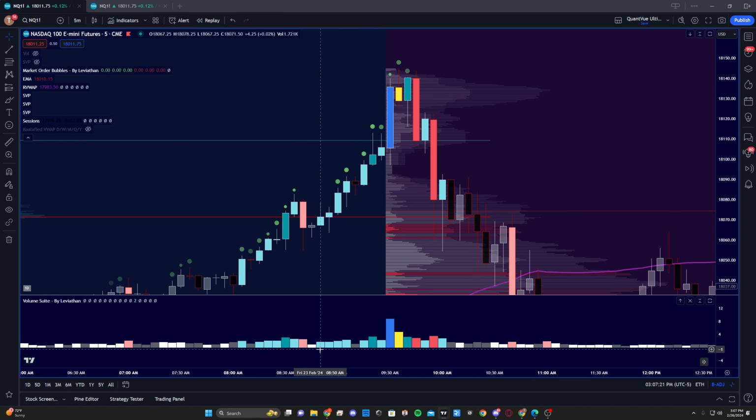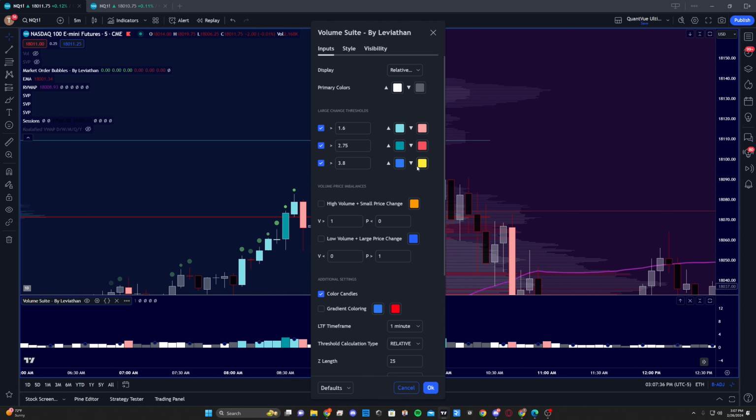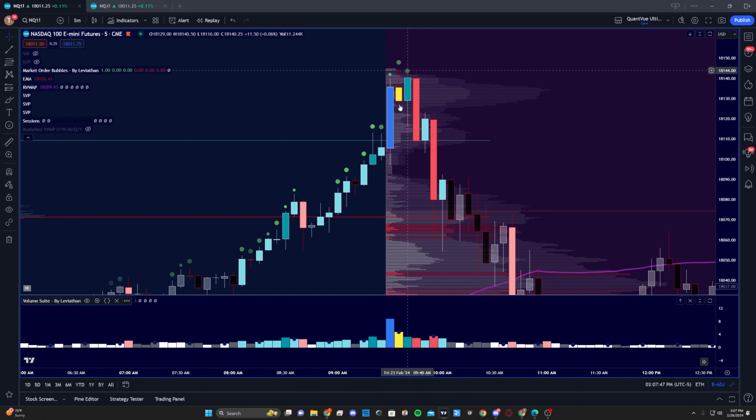Now the volume suite is pretty nice, just because it does actually color the candles themselves too on your chart. So if I turn this off, you can kind of see what it's doing. It's a way of measuring different moves. Larger moves are going to be in yellow, and the red and yellow, I guess, on the short side, and then on the buy side, you have these greens and blues. And so you can see a large push move like that.